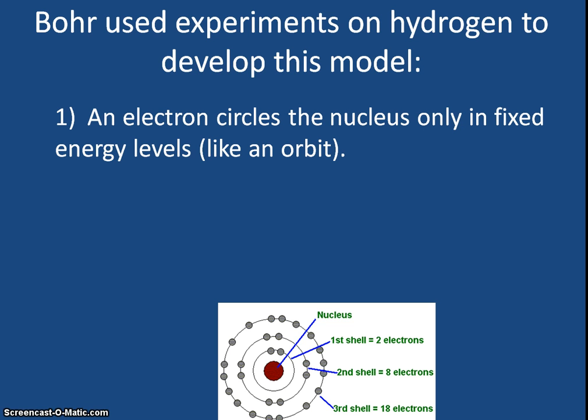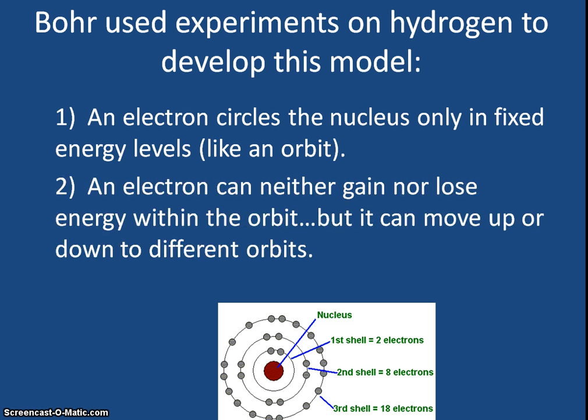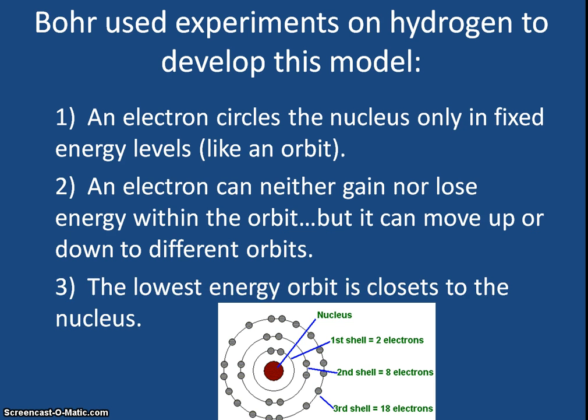And what Bohr did is he used experiments on hydrogen to develop this model. What he figured out is that the electrons circle the nucleus only in fixed energy levels, and remember, energy levels are the rings around the nucleus, so it's like an orbit. An electron can neither gain or lose energy within the orbit, but it can move up and down to different orbits. So we're going to talk about how an electron can jump to different orbits in just a minute. Keep in mind that the closer you are to the nucleus, the lower the energy is going to be.